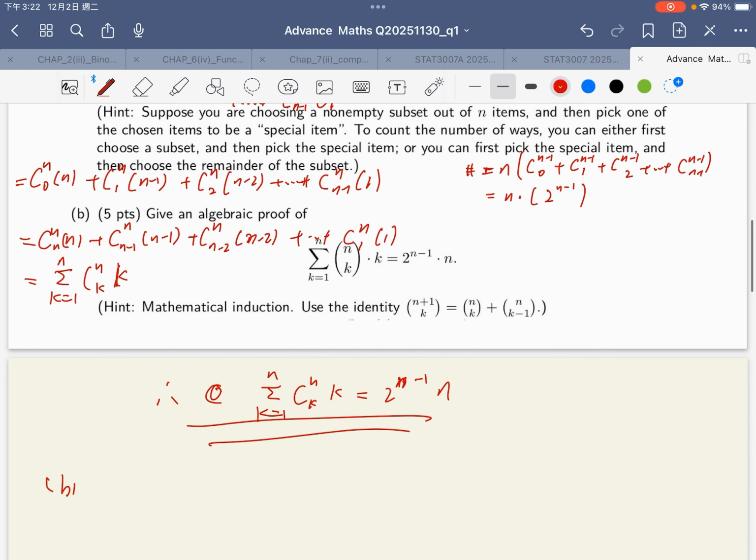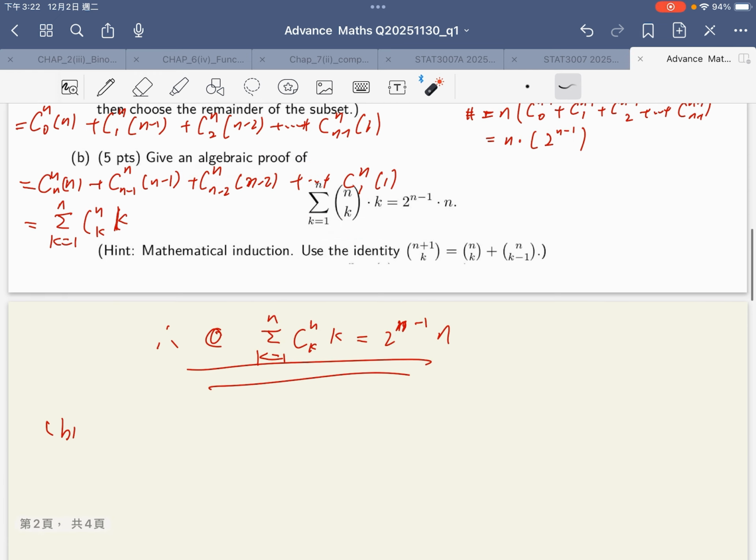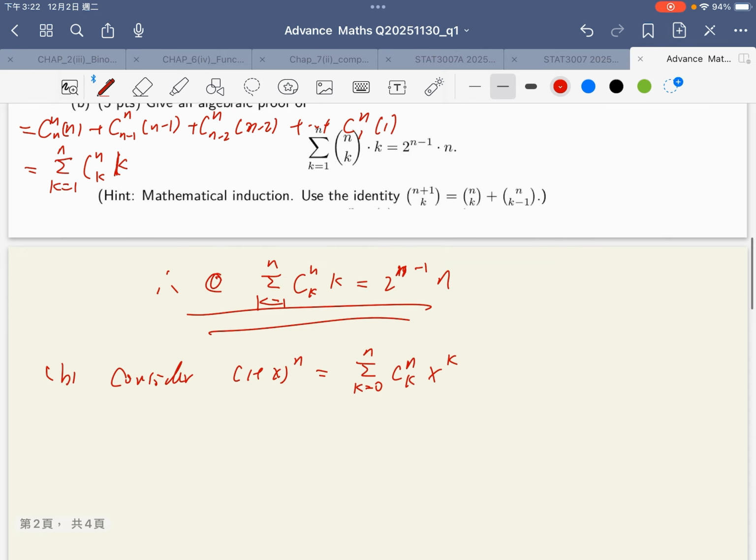Okay, for part B, we are given an algebraic method to prove this one, and it is very easy. I just give you one for this. Consider (1 + x)^n, which is equal to the summation from k equal to 0 to n of nCk x^k, and then differentiate this with respect to x. Then the left hand side is n times (1 + x)^(n-1).